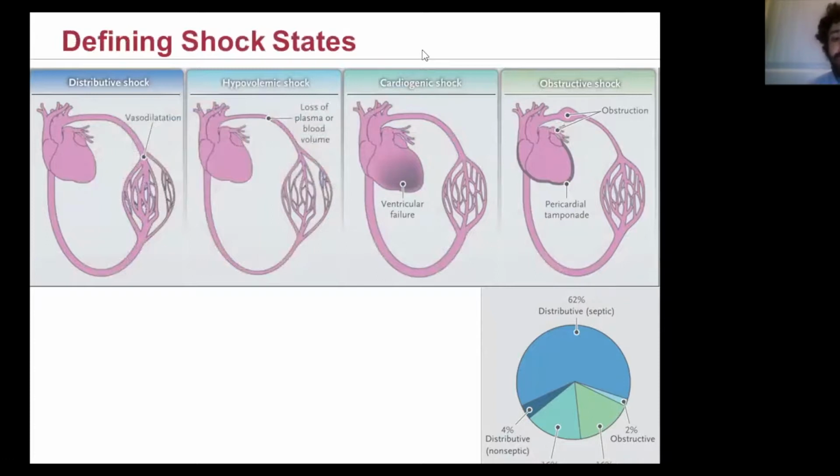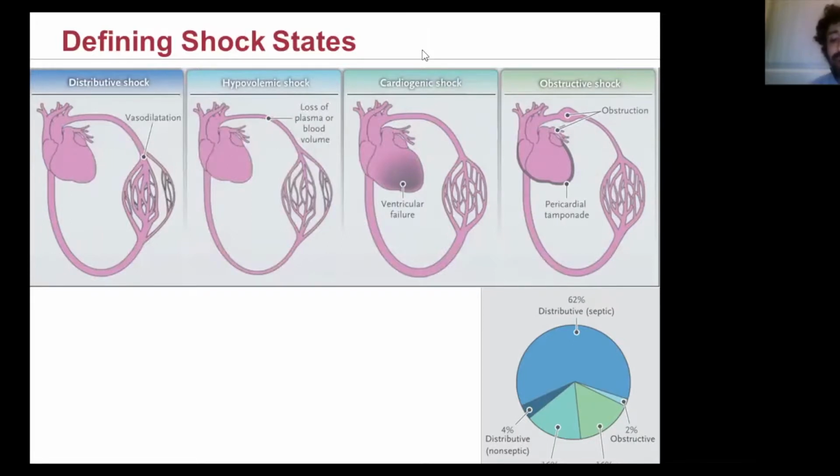The distributive shock state that we see with sepsis, where the main problem is vasodilatation of all the capillary beds. A hypovolemic shock state, which we see when somebody has massive hemorrhage or dehydration. Cardiogenic shock, where the problem is ventricular failure preventing forward flow. And obstructive shock, such as tamponade or tension pneumothorax, where there is actually an obstruction to flow from the heart.